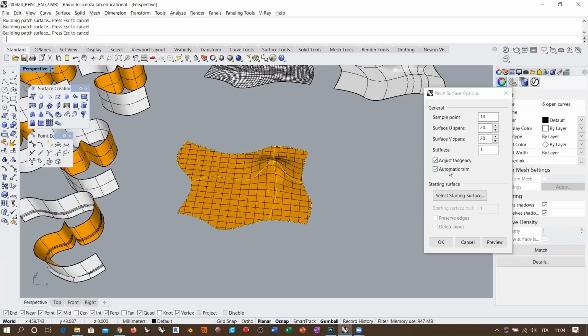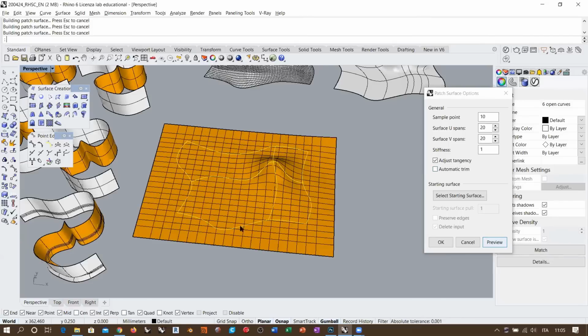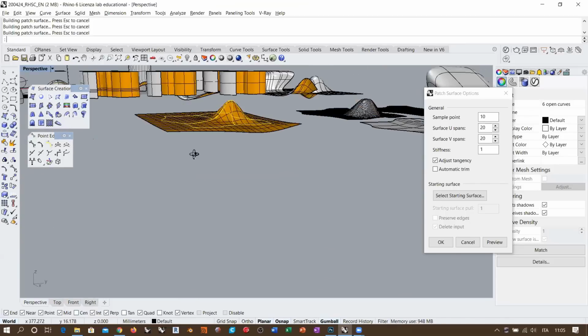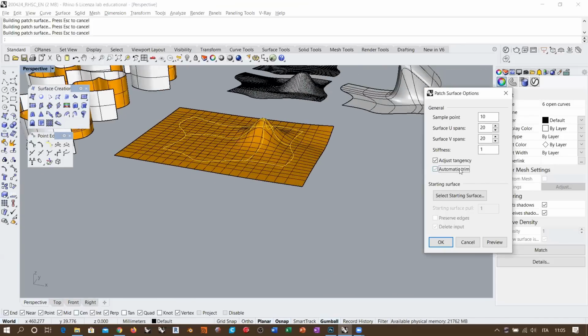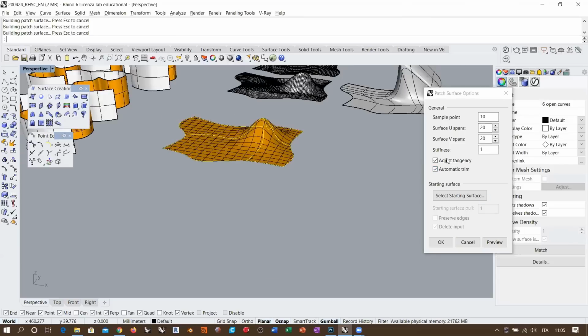And then there is automatic trim. If you activate automatic trim, then the surface is trimmed using the outer boundary. If you don't activate this, then you get the full extension of the surface according to the topology of the plane that has been created and deformed. But normally you want to keep this activated.